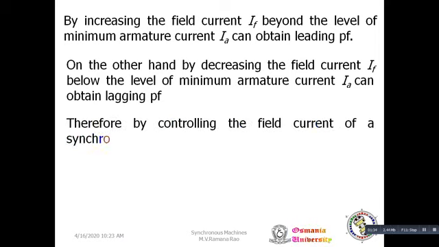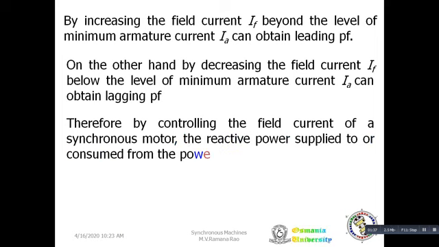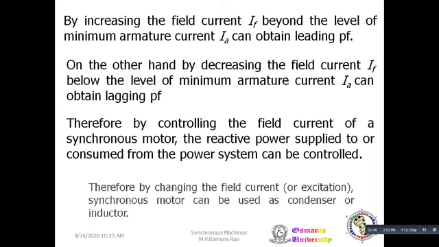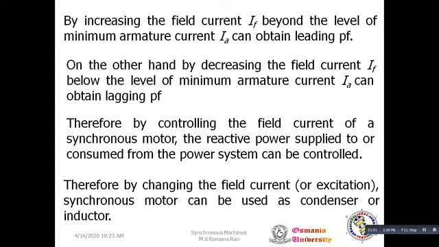Therefore, by controlling the DC field current, the reactive power can be supplied or consumed by the synchronous motor. So the reactive power can be controlled from the synchronous motor by varying the field current. Therefore, by changing the field current or DC excitation, the synchronous motor can be used like a condenser, capacitor or inductor, which is called a rotating condenser or rotating inductor. Let us see more details.